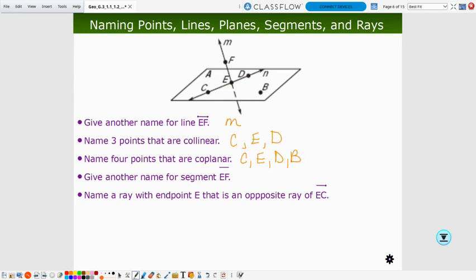Give another name for segment EF. Notice the notation doesn't have arrows on either side. This means it's a segment. So EF, here's segment E to F.